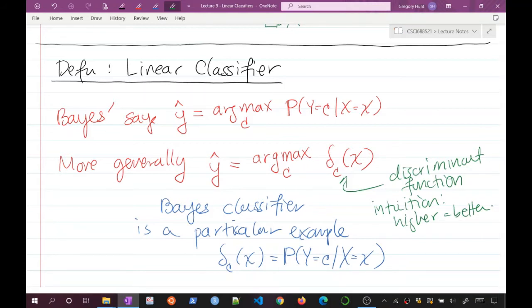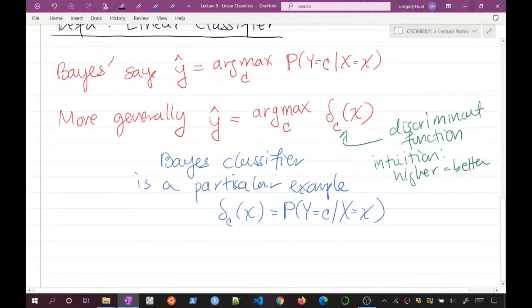The Bayes classifier is a particular example where we choose delta C to be a certain probability calculation: probability Y is C given X. There's no rule from on high that has to be the way we do this. You could come up with whatever horrible classifier you want by making up some delta C and use it. Might do well, might suck. But generalizing this way is a useful way to talk about it. And so people will sometimes talk about classifiers in terms of discriminant functions.